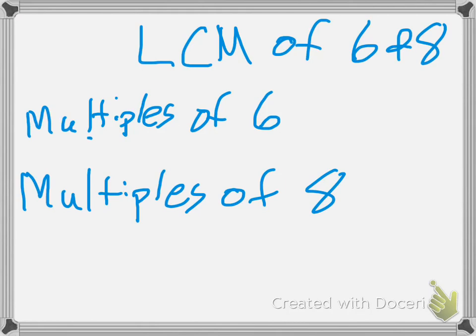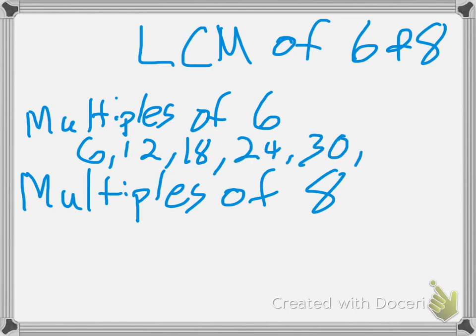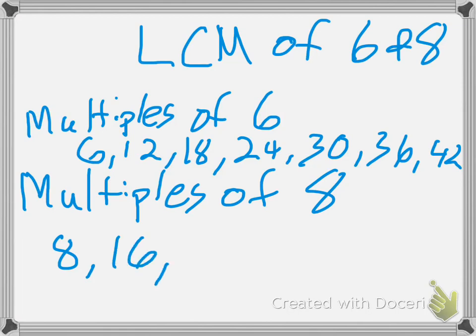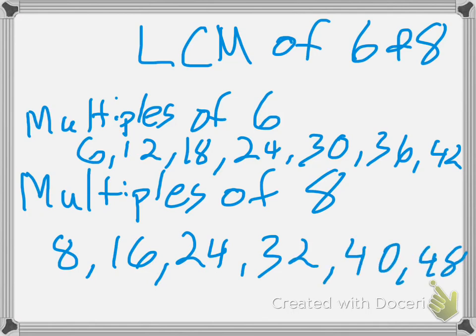If I start with the multiples of 6, the first multiple of 6 is 6, then 12, then 18, then 24, then 30, 36, 42, and then would be 48. Whereas multiples of 8, I start down here, of 8, 16, 24, 32, 40, and then 48. So there's a couple that were in common there.